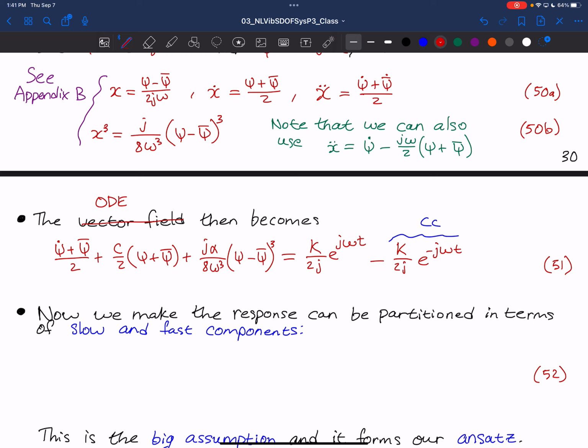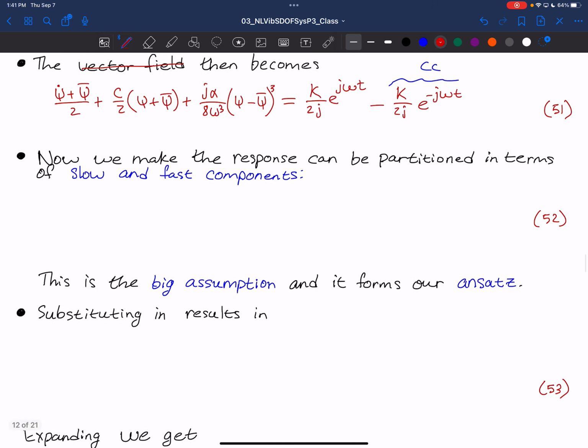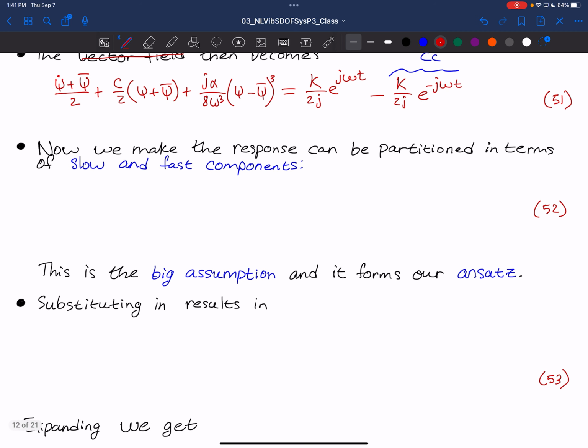Just so you have an opportunity to see what they look like. All right. So from here, we're going to partition this response into slow and fast components. We're going to say that psi of t is equal to some phi of t times e to the j omega t. And again here, phi is our slow part, and e to the j omega t is our fast part.